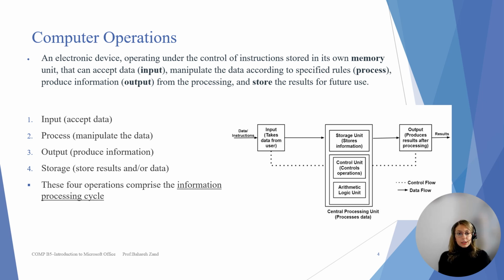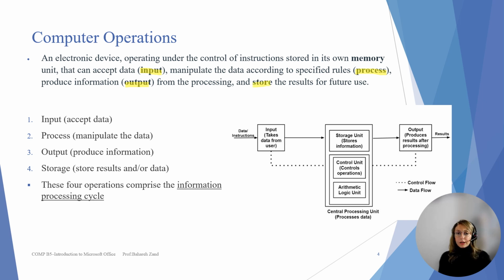Anytime that you enter data into the computer is called input. Then the computer manipulates that data, changes it, or modifies it. This phase or stage is called processing the data. After the data is processed, it produces some sort of desired information or outcome for you. This is called output.